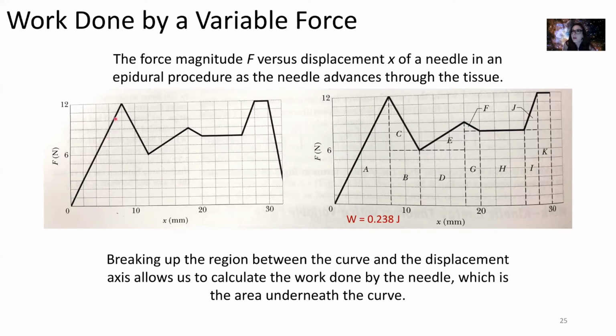Okay, so what we see here is the force magnitude F versus displacement x of a needle in an epidural procedure as the needle moves through the tissue. And so you can see that the force increases linearly as the needle goes in, and then the force slows down, maybe it hits some tissue. In any case, there is a variable amount of force that the needle is applying as it's moving through some displacement in the tissue. And in order to find the total work done, you can break this up into a bunch of little areas and sum up all of those little areas. So that's the area underneath our curve, which is equal to the work done by a variable force.